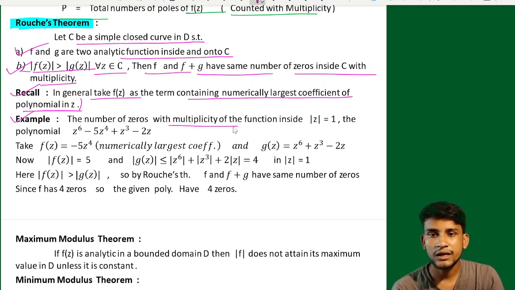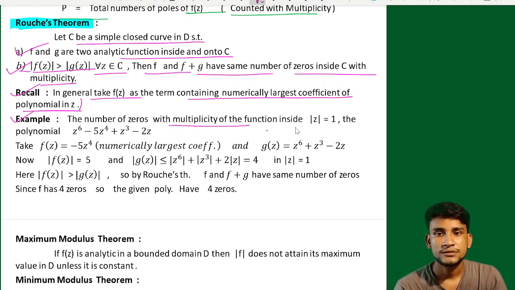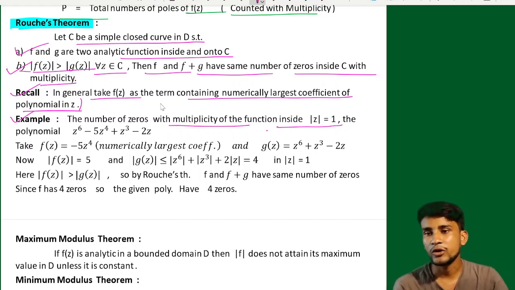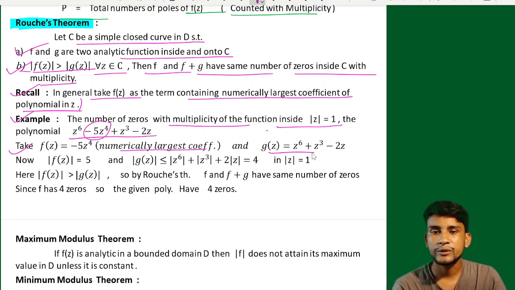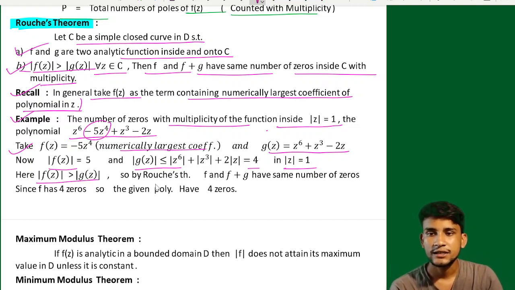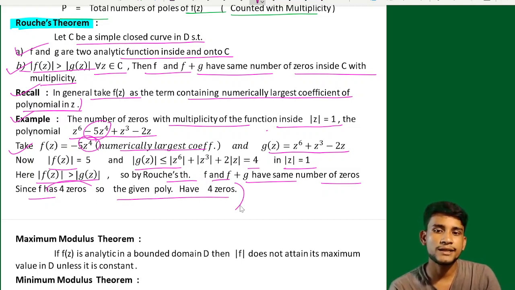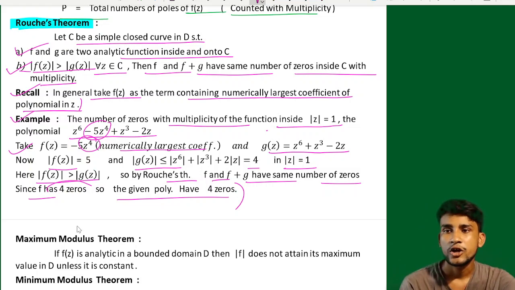Find the number of zeros, with multiplicity, of the polynomial inside mod z equal to 1. Take f(z) equal to the numerically largest term, that means minus z power 4, and g(z) equal to the remaining polynomial. Mod f(z) equal to 1 and mod g(z) is less than or equal to 1, that means mod of f(z) is strictly greater than g(z). So by Rouché's theorem, f and f plus g have the same number of zeros. Since f has 4 zeros, as this is a polynomial of power 4, the given polynomial has 4 zeros. Okay, so this is Rouché's theorem.